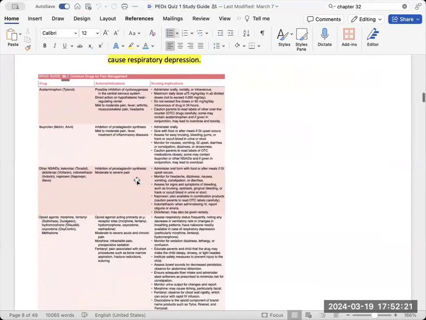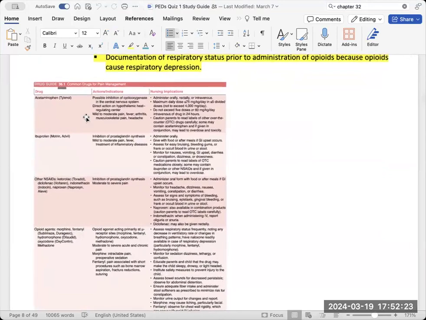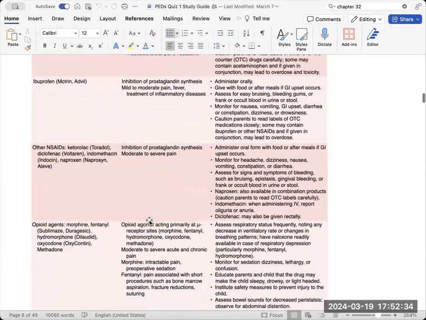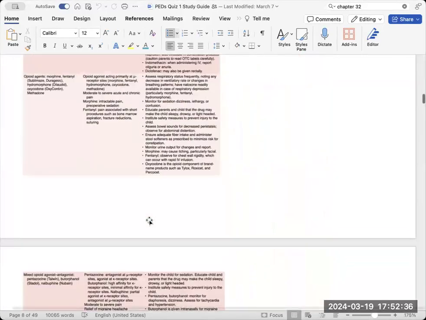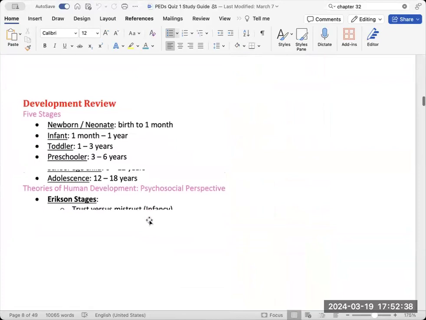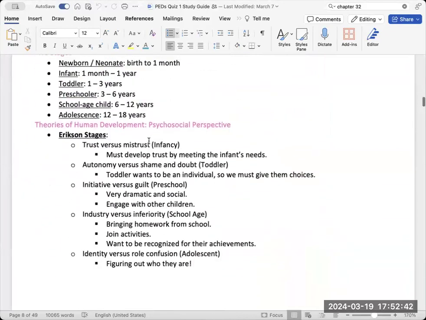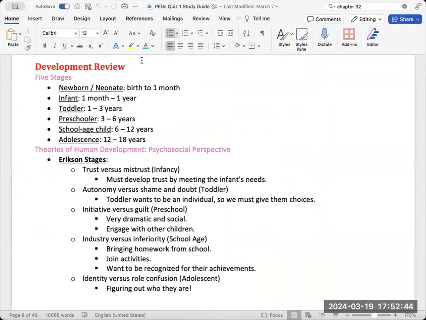Now, there's a chart that I know she's told us to look at, which is the drug guide. It's 36.1 in your textbook, it should be. It's called Common Drugs for Pain Management. I would just read those over and know what they are a bit, just so you have it. I also added this in for developmental overview because this is something I know that was on my quiz.